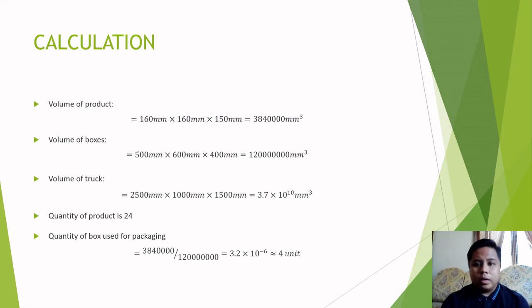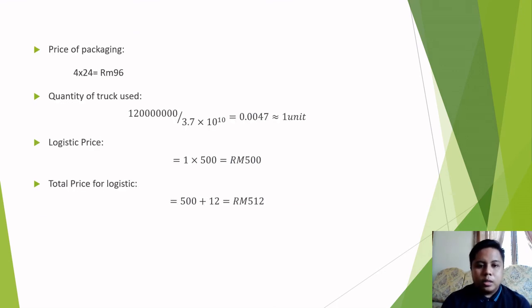Here is all the calculation: the volume of the product, volume of the boxes, volume of the truck, and the quantity of the product, which we state here is 24. The quantity of boxes of packaging, the price for each packaging, and the quantity of trucks used, which is we just need 1 unit of truck. The logistic price will be only 500 ringgit for the truck, and the total price for the packaging is 12 ringgit. So the total will be the logistic price and the packaging price, so the total will be 512 ringgit.